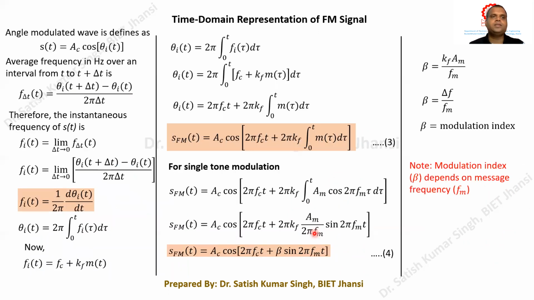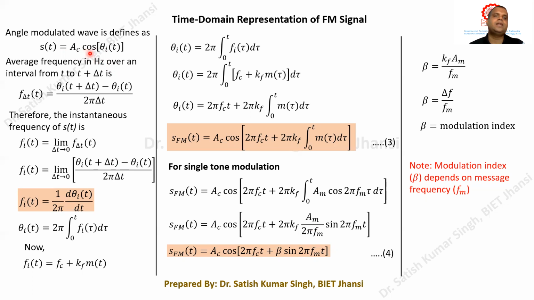Once we understood that, how are we defining the angle modulated wave? Basically we define the angle modulated wave as s(t) equals Ac cos theta_i(t), where theta_i(t) is nothing but the instantaneous angle of this particular carrier. Based on how this theta_i(t) is changed, whether the phase is changing or we have made the frequency of the carrier proportional to the message signal, it can be defined either as the phase modulated signal or the FM modulated signal. Right now we are talking about the FM modulated signal.